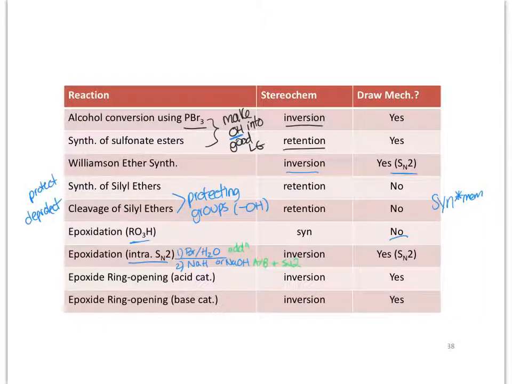Then we did my favorite ones, which is the opening of epoxides. Two different versions, acid and base catalyzed. You are responsible for the mechanisms involved with those and the selectivity because they are different. So have fun, do lots of practice, because that's how you get good at chemistry.